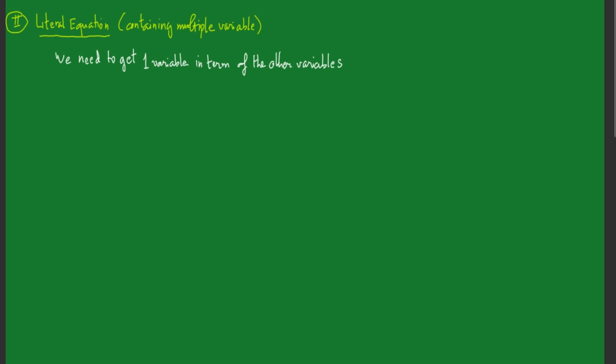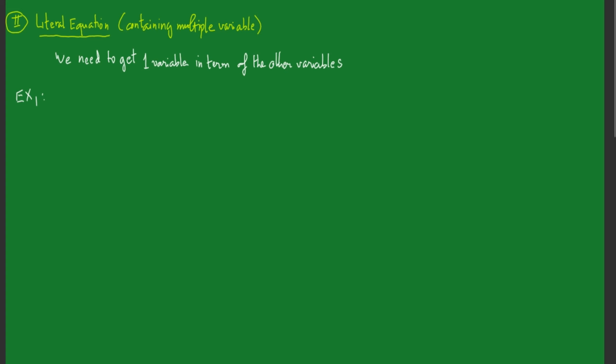What do I mean by that? In terms of, it means what? It means that the variable you want to get is on the left hand side and all the other variable on the right hand side. For example, what if I have something like this? Example 1. How about this one right here?